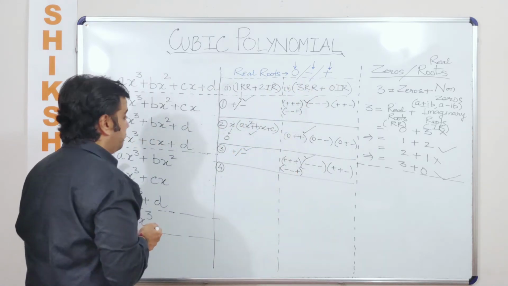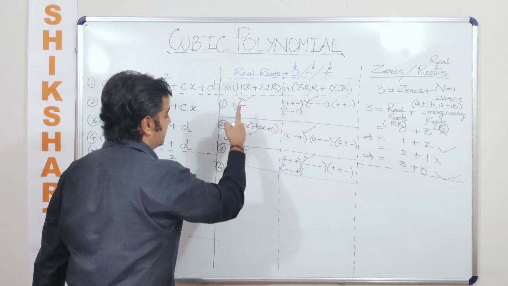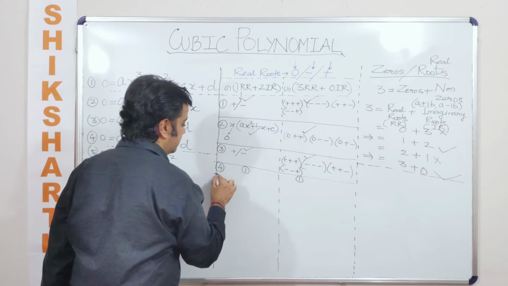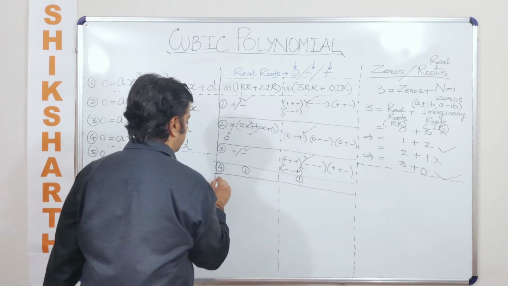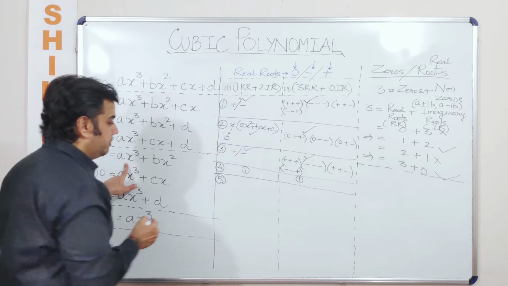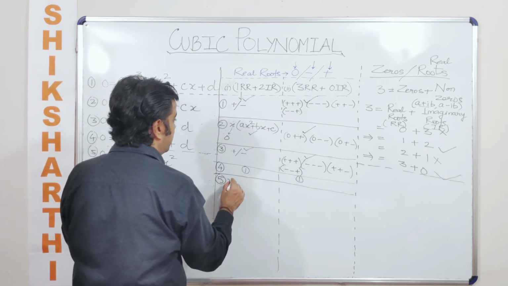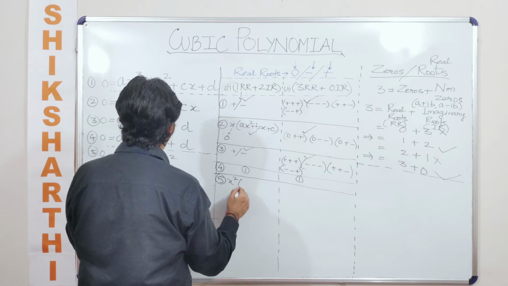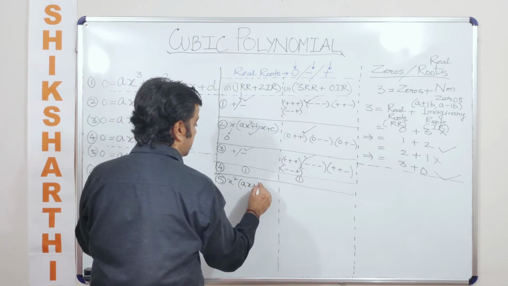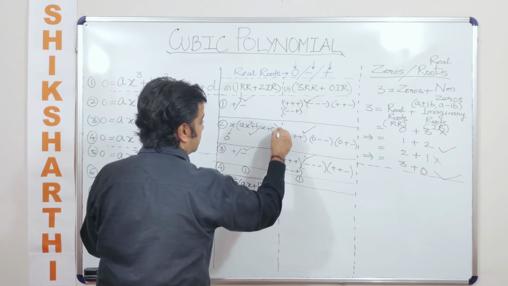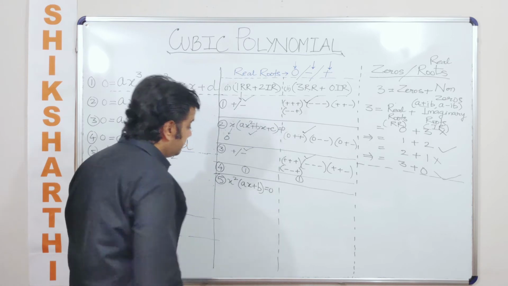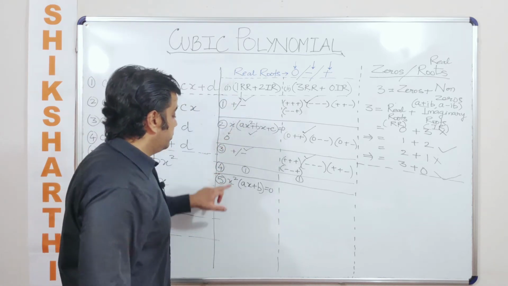So in 4, we will have the same case as the case 1. So I'm not wasting time on this. Let's talk about case number 5. Now in case number 5, this can be written as x square times of ax plus b is equal to 0. Now here also I could have equated it to 0. Now in this case, will I get 1 real root? No.